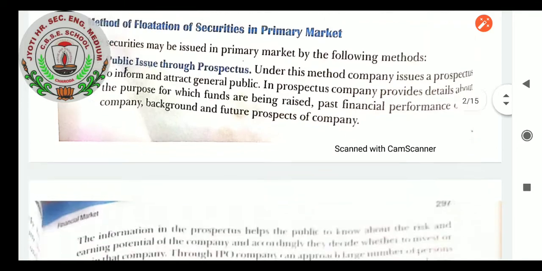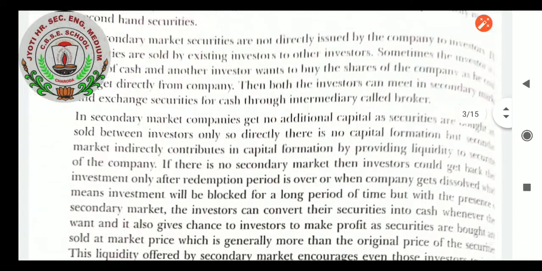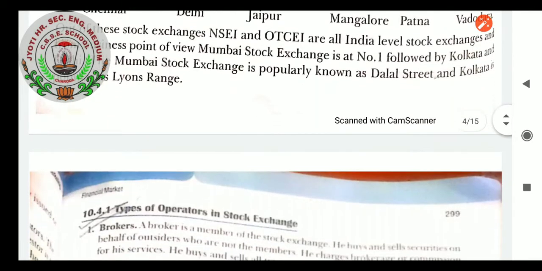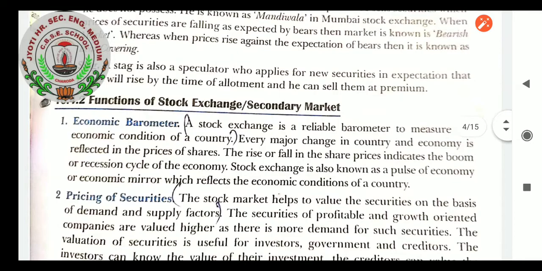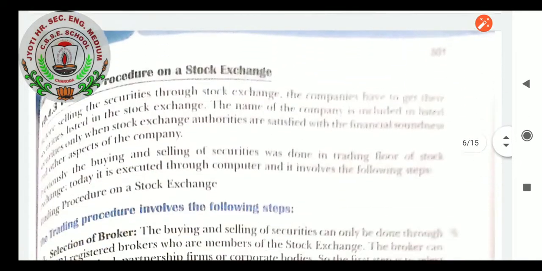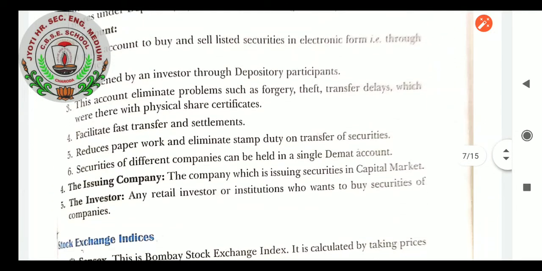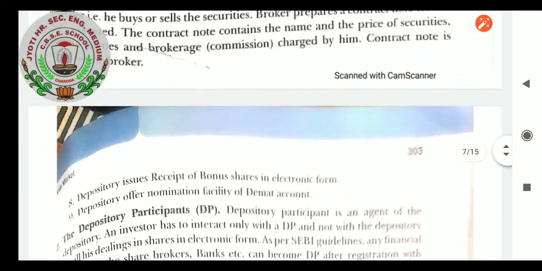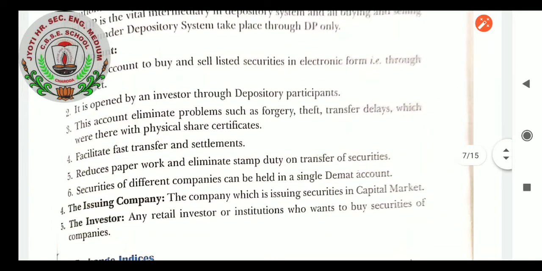Today we will learn a particular topic. As we have completed the functions of stock exchange and the process of stock exchange, now we will be dealing with the next topic: SEBI, the Securities Exchange Board of India. Let us have the Securities Exchange Board of India.